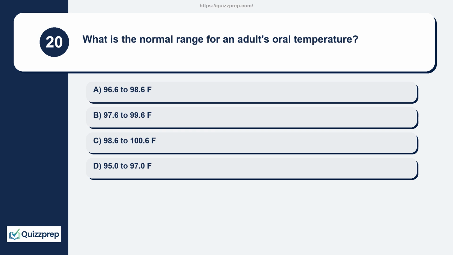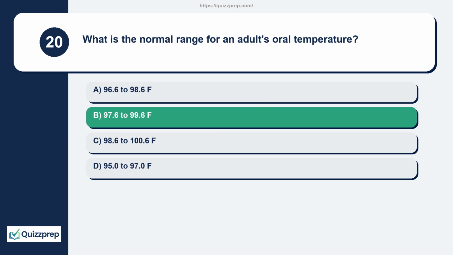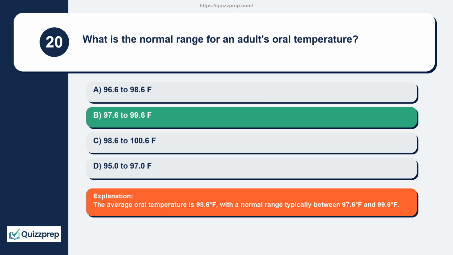Question 20. What is the normal range for an adult's oral temperature? 96.6 to 98.6 F, 97.6 to 99.6 F, 98.6 to 100.6 F, 95.0 to 97.0 F. The average oral temperature is 98.6 degrees Fahrenheit, with a normal range typically between 97.6 degrees Fahrenheit and 99.6 degrees Fahrenheit.